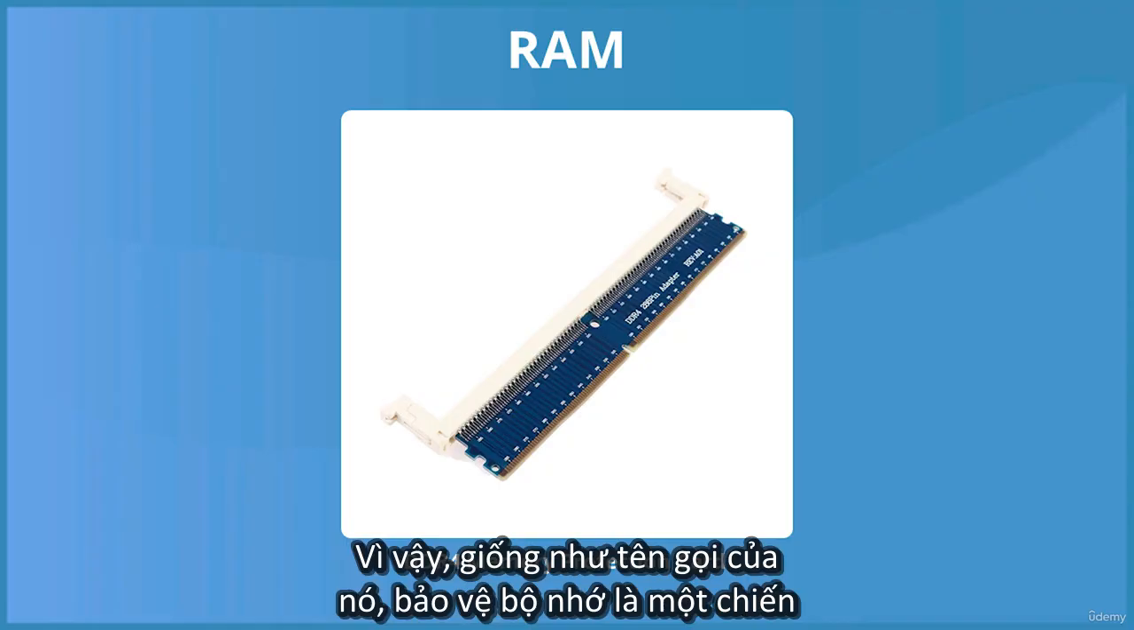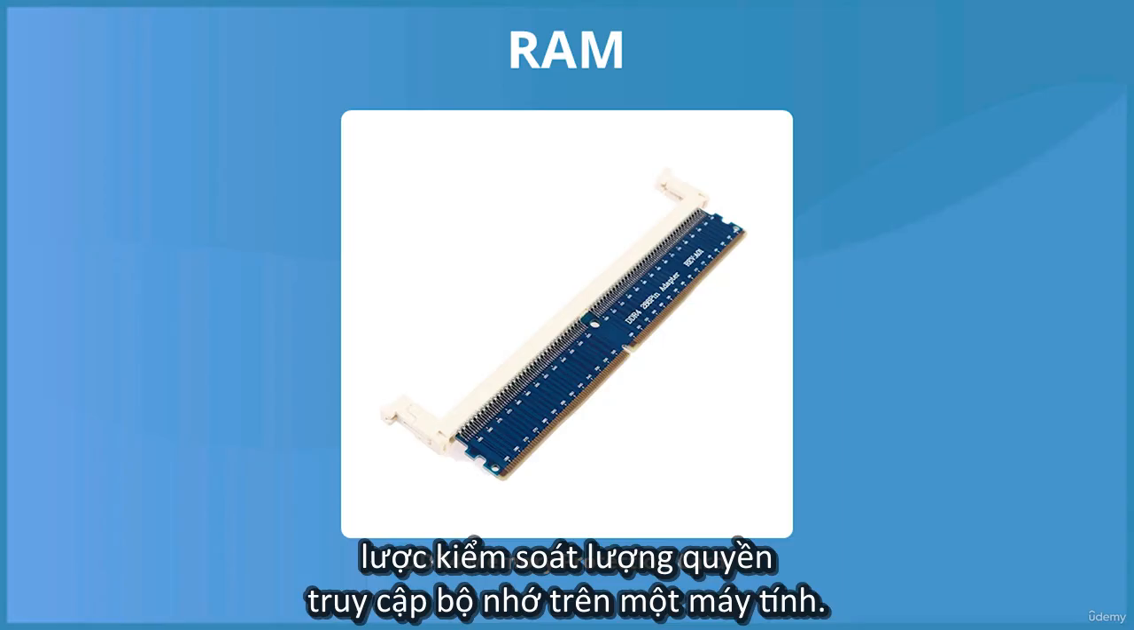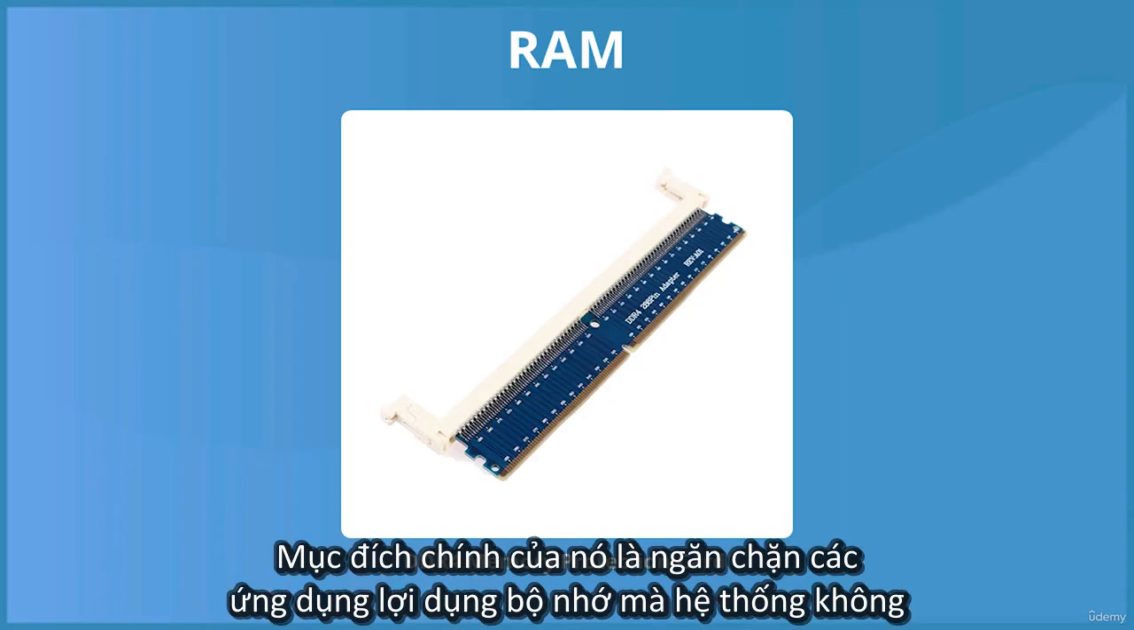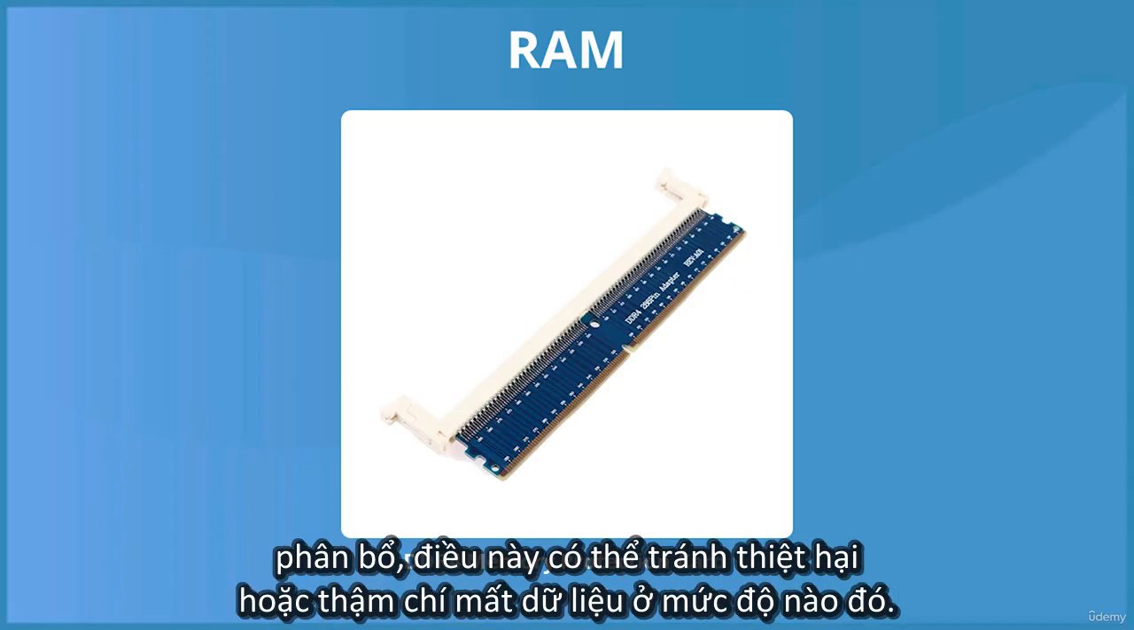So just as this name would imply, memory protection is a strategy that controls the amount of memory access rights on a computer. The main purpose of it is to prevent applications from taking advantage of memory that systems have not allocated, which can avoid damage or even data loss to some extent.